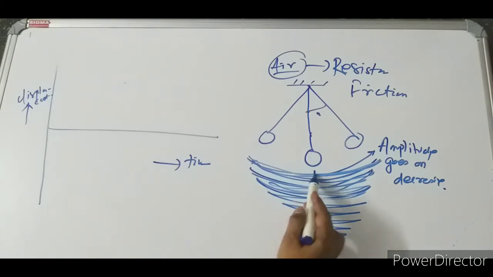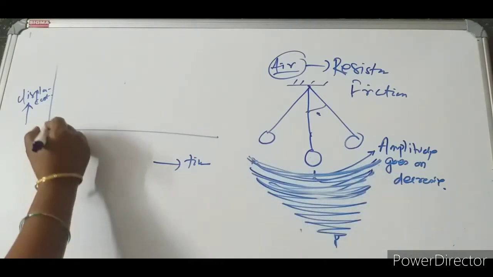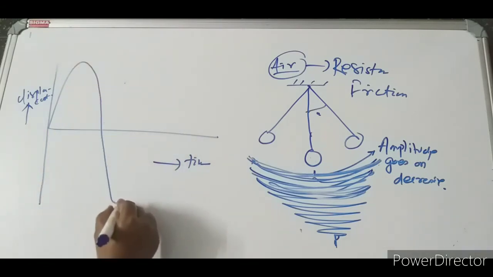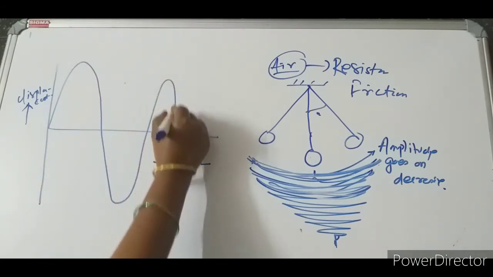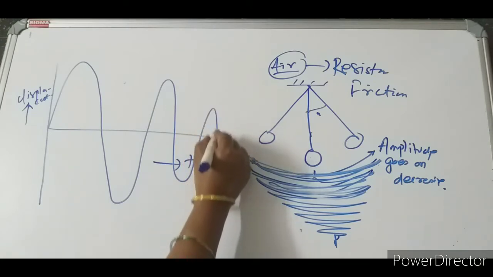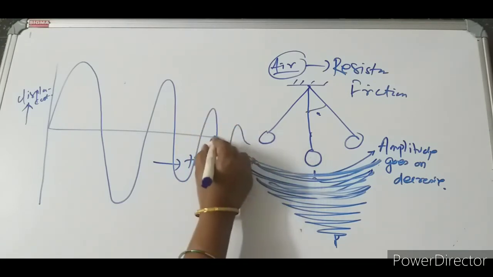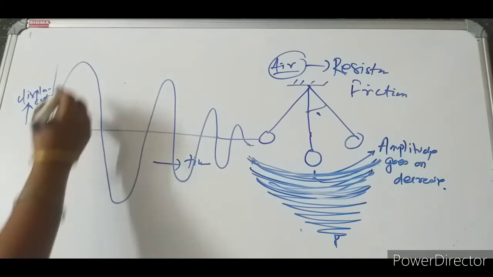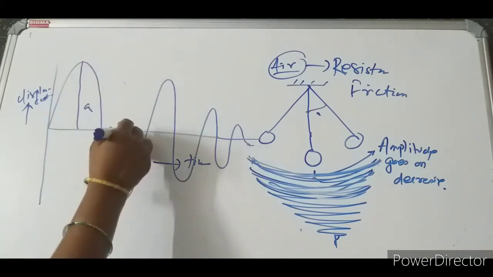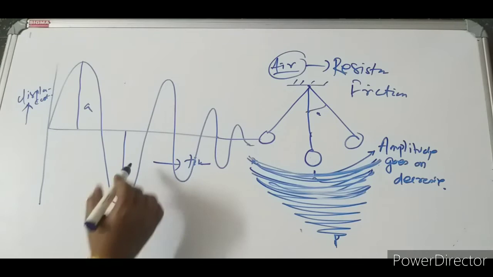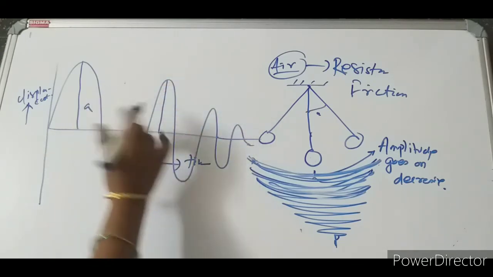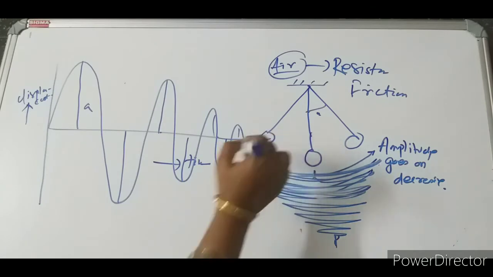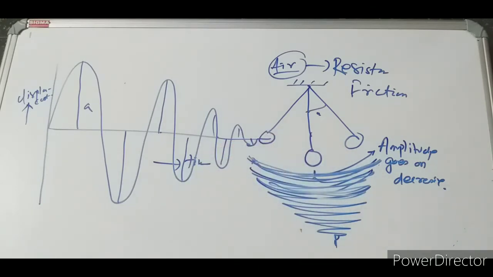So what will we see? First of all, amplitude is maximum, so we will give that maximum amplitude. Here the maximum amplitude goes on decreasing. Here it will be like this. So this one is A, this one is A. But in all these cases it goes on decreasing. At last it will stop.